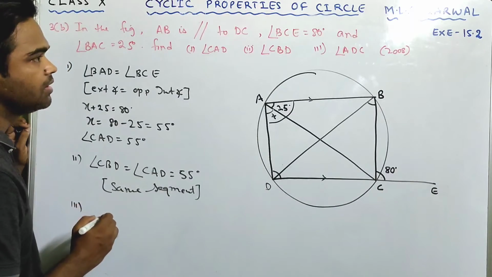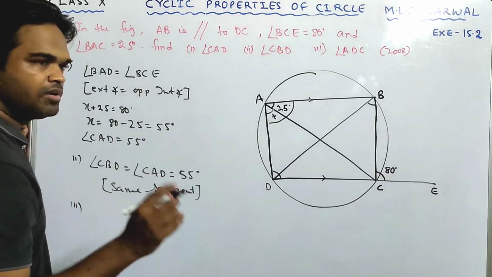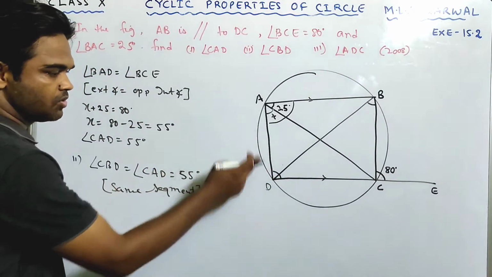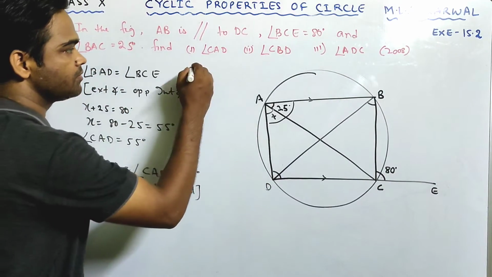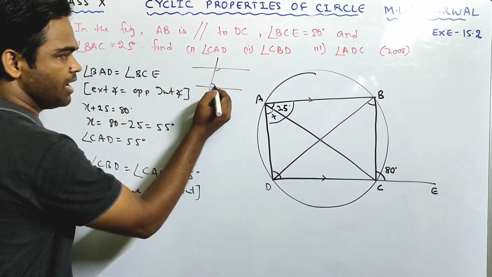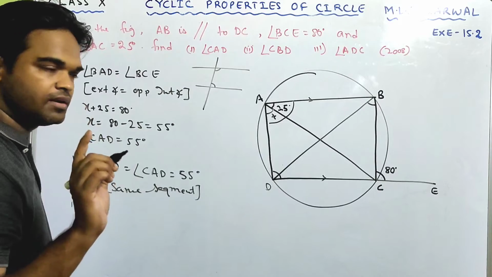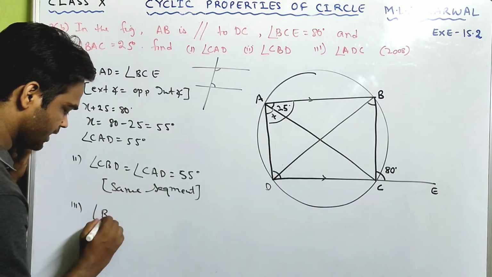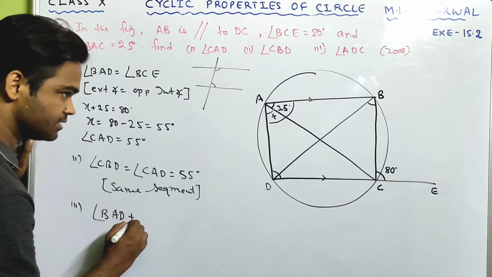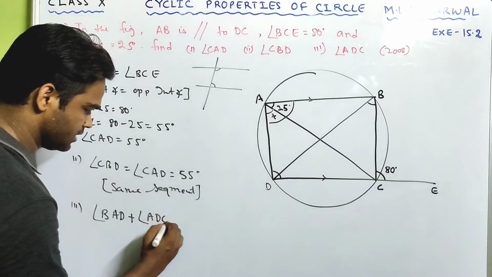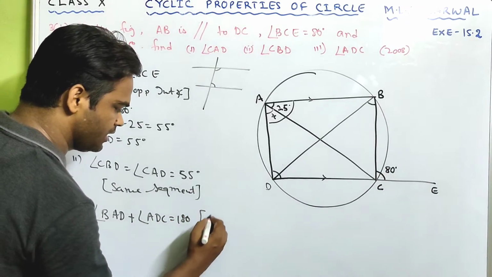Number 3. ADC. Now look carefully. AB and DC are parallel lines. So AD becomes a transversal. So if these two are parallel, this is a transversal. Then these two angles add to give 180, co-interior, which means angle BAD plus angle ADC will be equal to 180, co-interior angle.